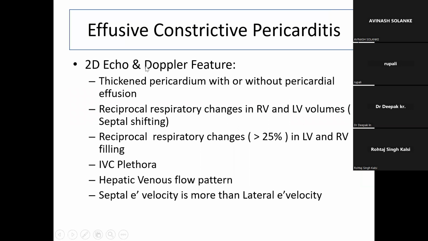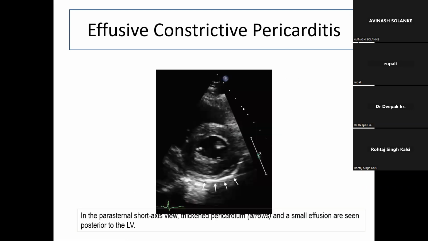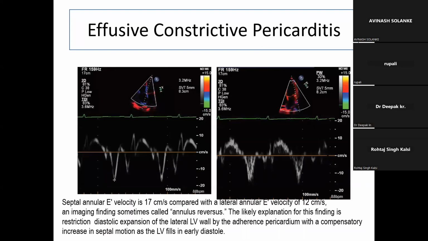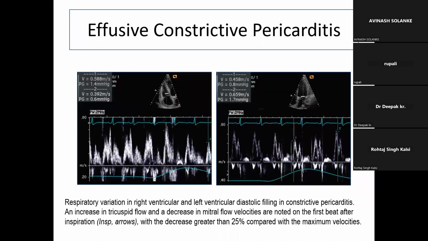So the findings: thickened pericardium with or without pericardial effusion, reciprocal respiratory variations in RV and LV volume, changes in flow patterns, IVC plethora, hepatic venous flow, that's the most important thing, and the septal and lateral annulus velocity. So apart from pericardial tamponade, we do not see any compression of those structures, but we look at a thickened pericardium with hepatic venous flow pattern as well as septal E prime and lateral E prime at the septal or lateral annulus. This is how we differentiate effusive constrictive pericarditis from pericardial tamponade. And a number of times this effusive constrictive pericarditis is transient because the patient has migrated from pericardial effusion to effusive constrictive pericarditis.